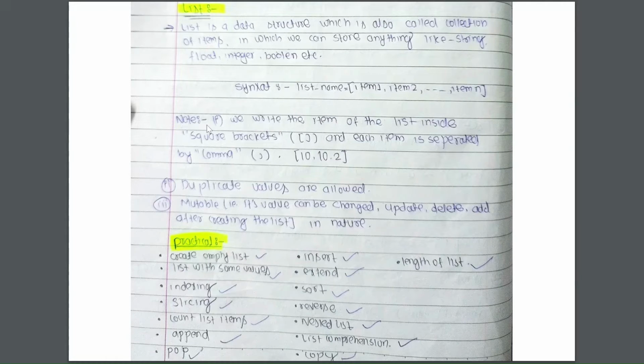Note, we have to note here. We write the items of the list inside square brackets and each item is separated by a comma, like 10 comma 10.2 like this. Second, duplicate values are allowed in list. Lists are mutable, which means their values can be changed, updated, deleted, added after creating the list. Mutable in nature.